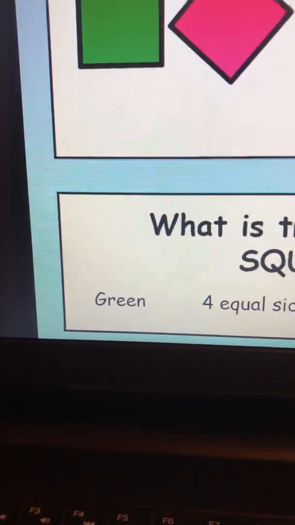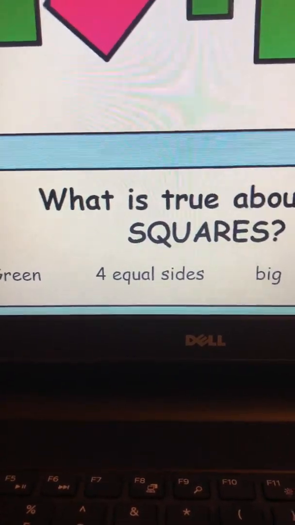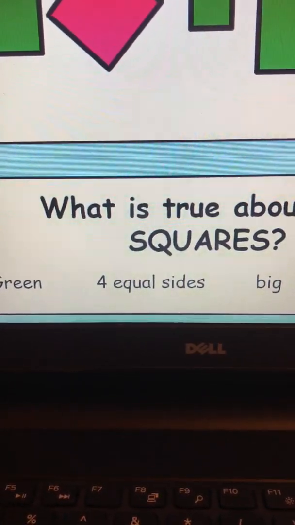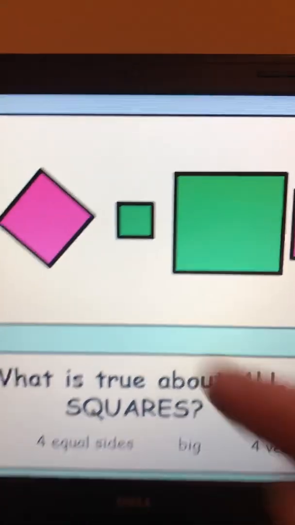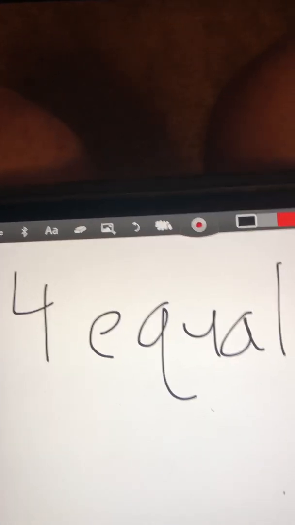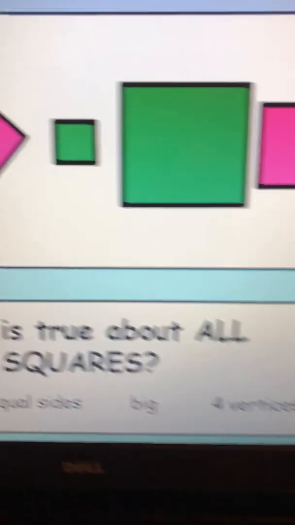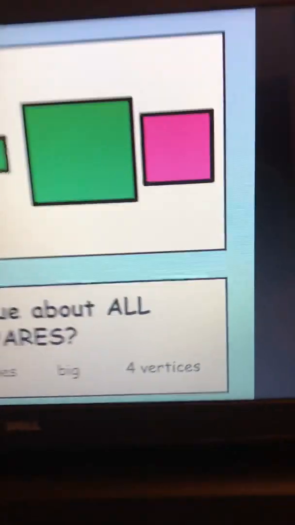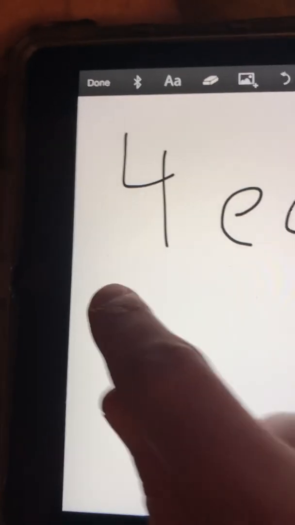Okay, so green. No, we know all squares aren't green. 4 equal sides. Remember, the word equal means same. All 4 sides are the same length. That's what makes it a square and not a rectangle, is that each side is the same. So yes, all squares have 4 equal sides. All big. Not all big. This one's pretty small. And 4 vertices. 1, 2, 3, 4. They all have 4 vertices.